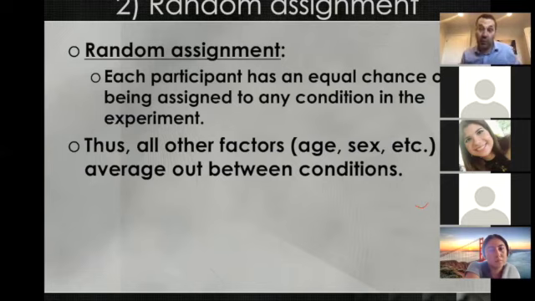Okay. That's great because that means that we don't have to make sure that our groups are equivalent in terms of age and race and sex and 50 million other variables, because random assignment automatically takes care of that.